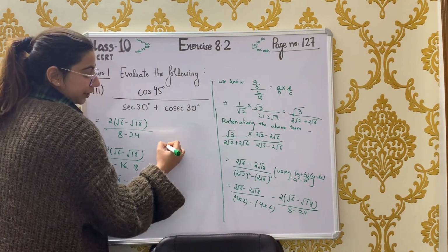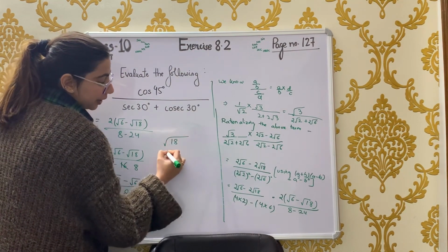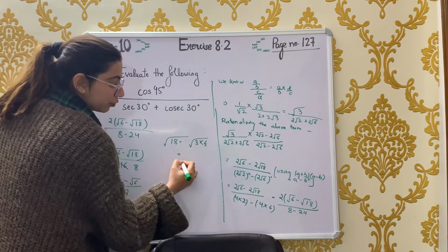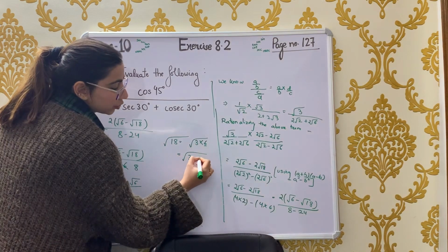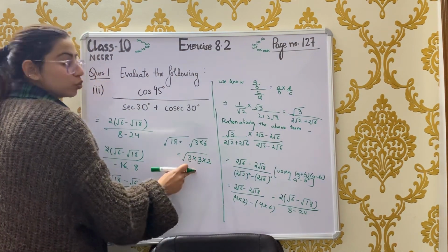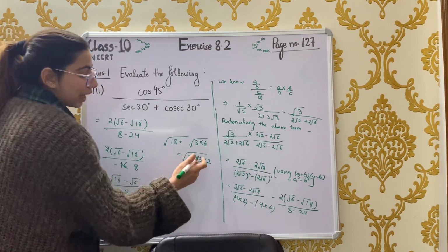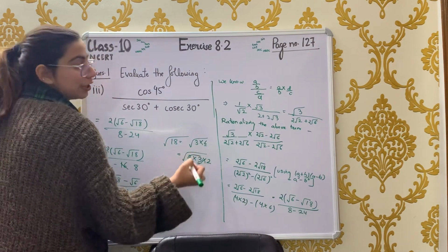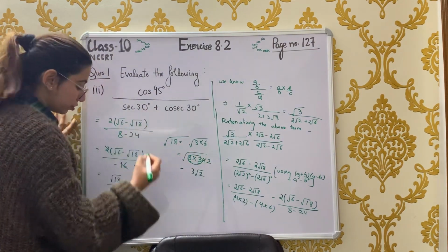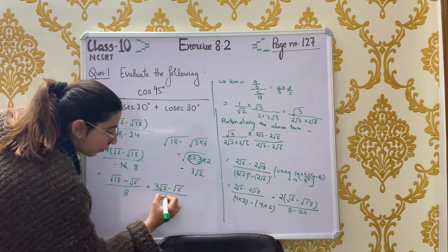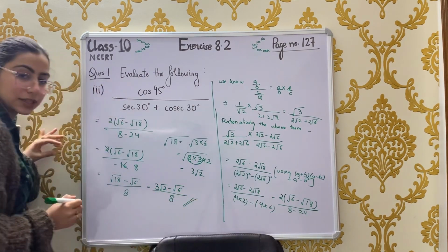How can we write root 18? Root 18 is equal to root of 3 into 6, and how can we write 6 as 3 into 3 into 2? Right? So we see that there are two values which are the same, so it becomes 3 root 2. That is, this becomes a value itself, and 2 remains in the root. So we get 3 root 2 minus root 6 upon 8, and that is our answer.